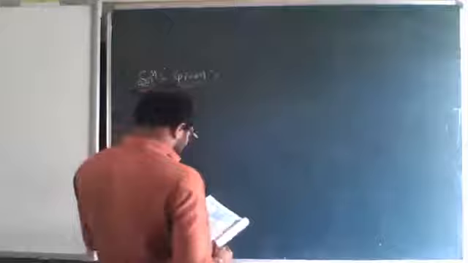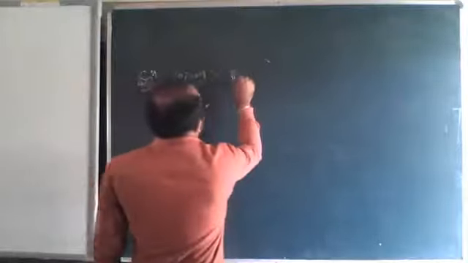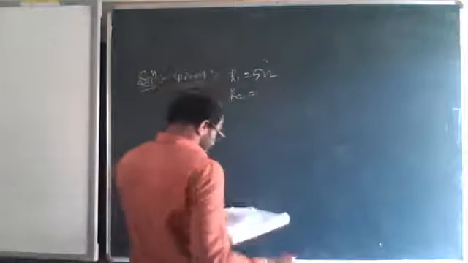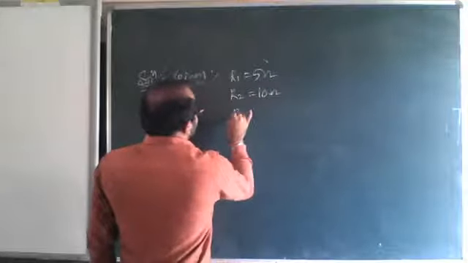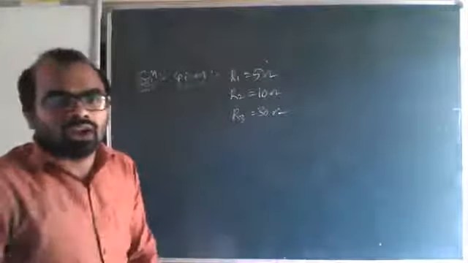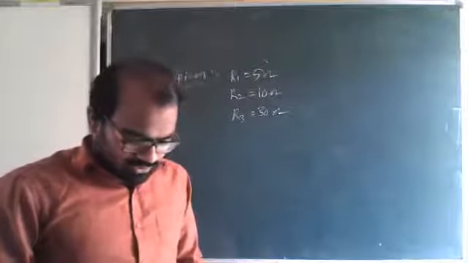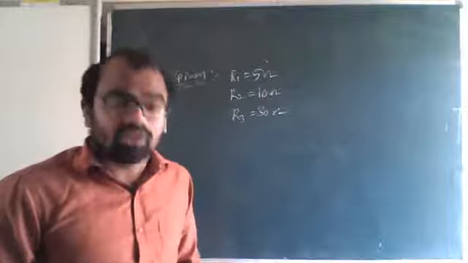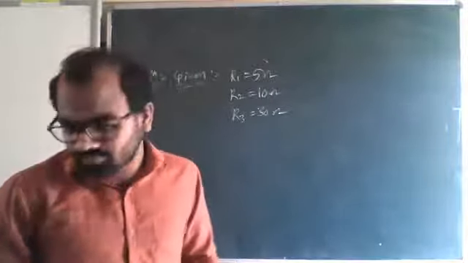First, what is given? R1 they have given as 5 ohm. R2, what have they given? 10 ohm. R3 they have given 30 ohm. Sorry, R1 is 5 ohm, R2 is 10 ohm, and R3 is 30 ohm. Or shall I write the problem also? Better I will write it.